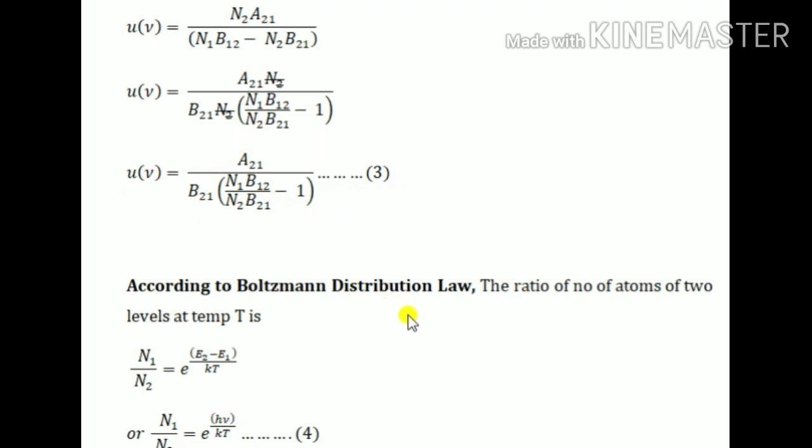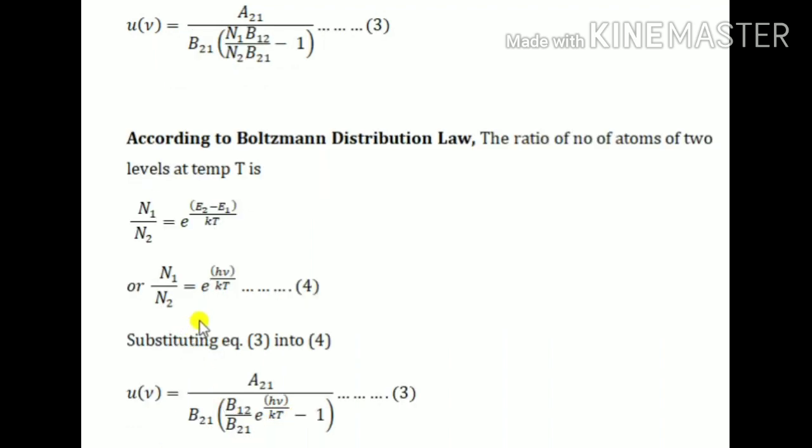And according to the Boltzmann distribution law, the ratio of number of atoms of two levels at temperature T is given by N1 upon N2 equal to exponential (E2 minus E1) upon KT, and we know here E2 minus E1 equal to h nu, the energy of the photon. So, N1 upon N2 equal to exponential h nu by KT. Now we put this value of N1 upon N2 in equation 3. So, U nu becomes A21 upon B21, in bracket B12 upon B21 exponential h nu by KT minus 1.